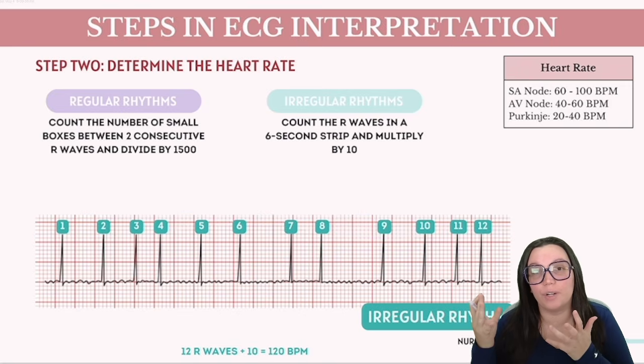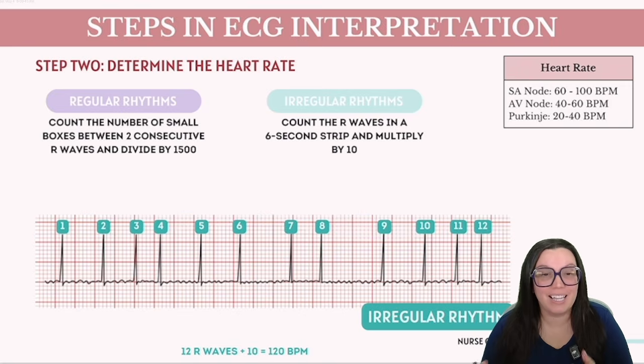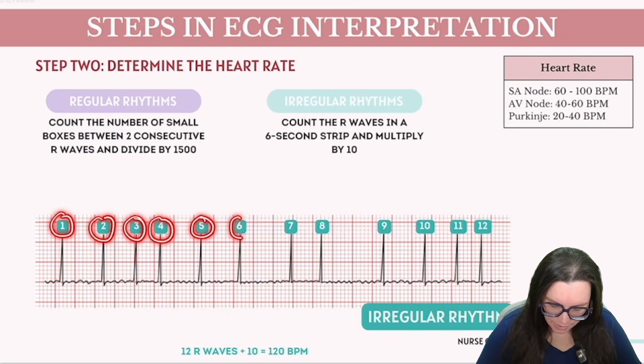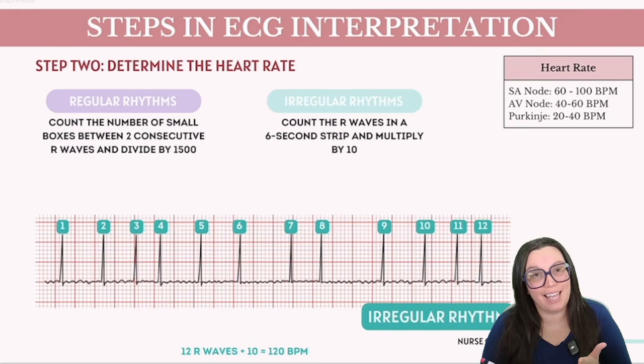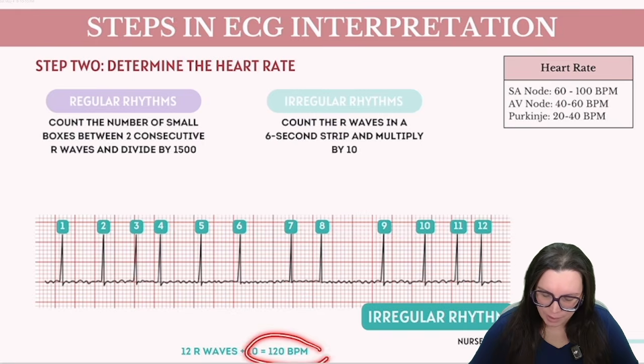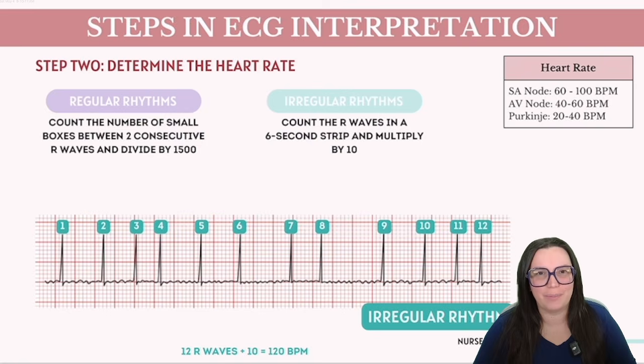Next, we want to determine heart rates for irregular rhythms. This process involves counting the number of R waves within our 6-second strip and then multiplying that by 10. So if we were to count our R waves, we have 1, 2, 3, 4, 5, 6, 7, 8, 9, 10, 11, 12. We would take that number of R waves, we're going to multiply it by 10, and that's ultimately going to give us our heart rate of 120 beats per minute.